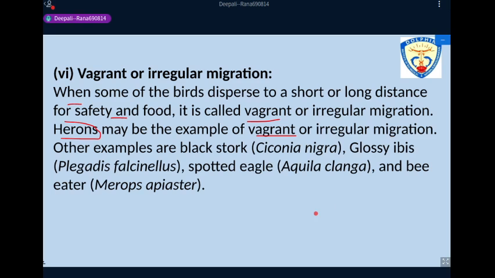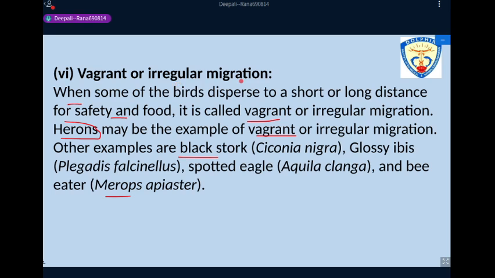That means they will be dispersing for a short distance. They will be going alongside certain distances and they will be coming back. The other examples are the black stork, Ciconia nigra, glossy ibis, Plegadis falcinellus, spotted eagle, Aquila clanga, and bee eater, Merops apiaster. So these are certain examples of birds that do vagrant or irregular migration.